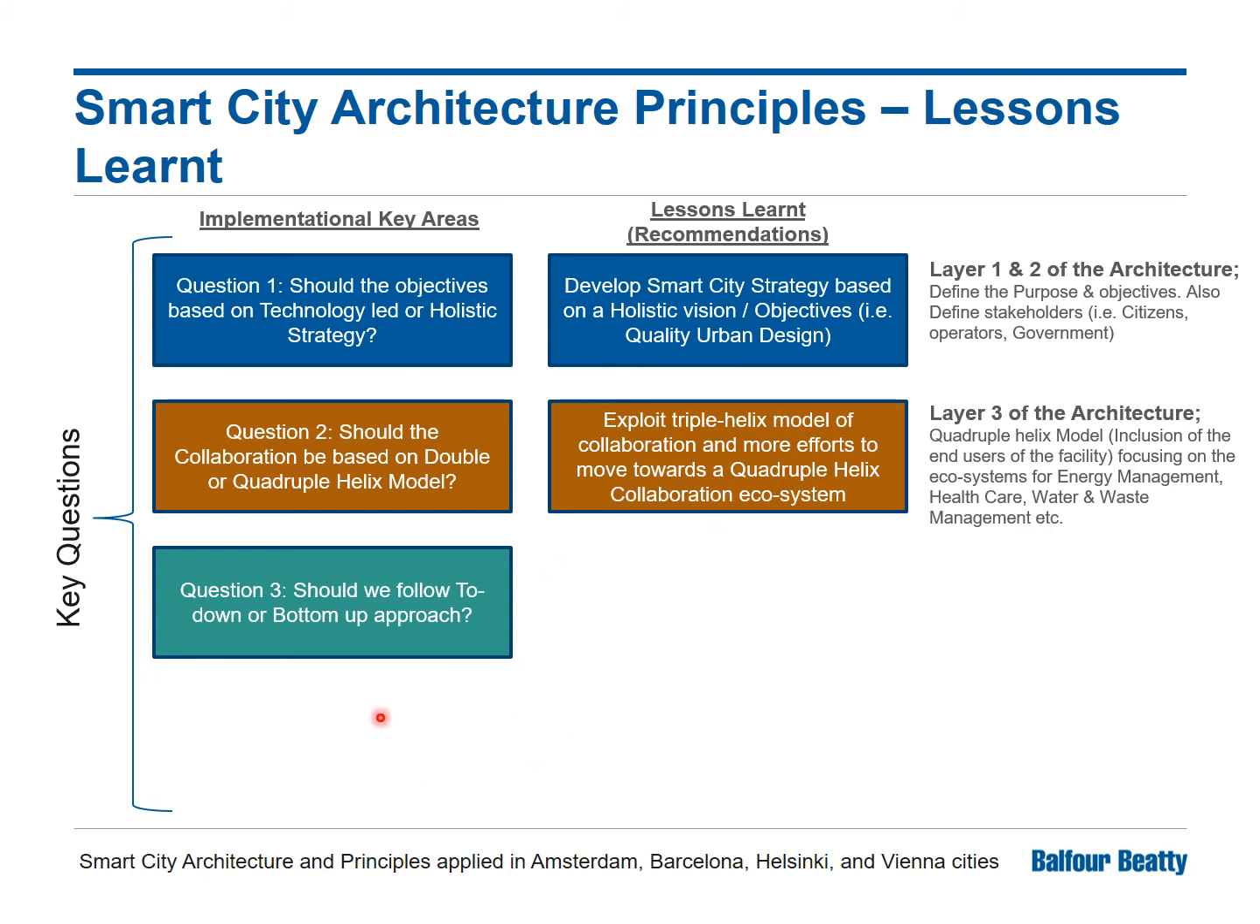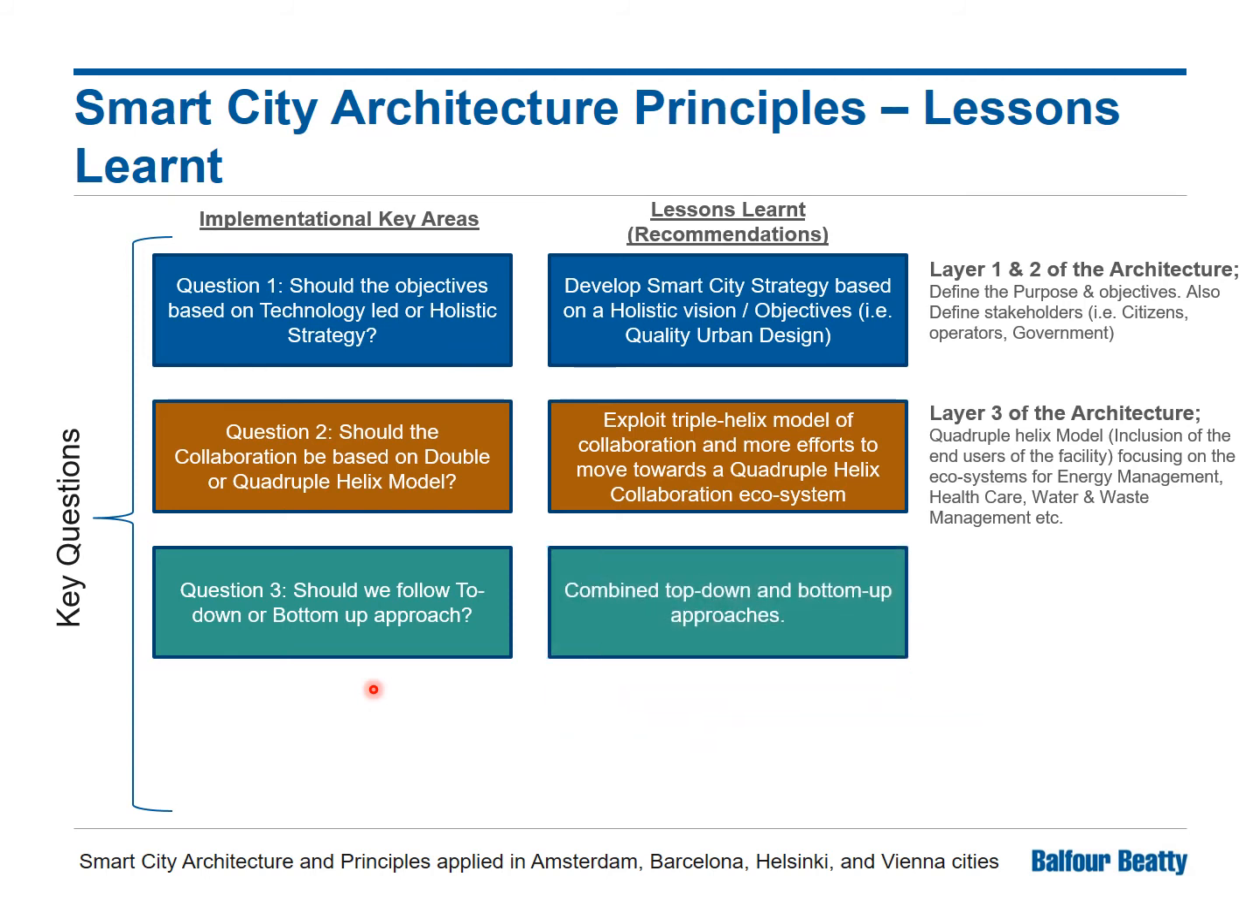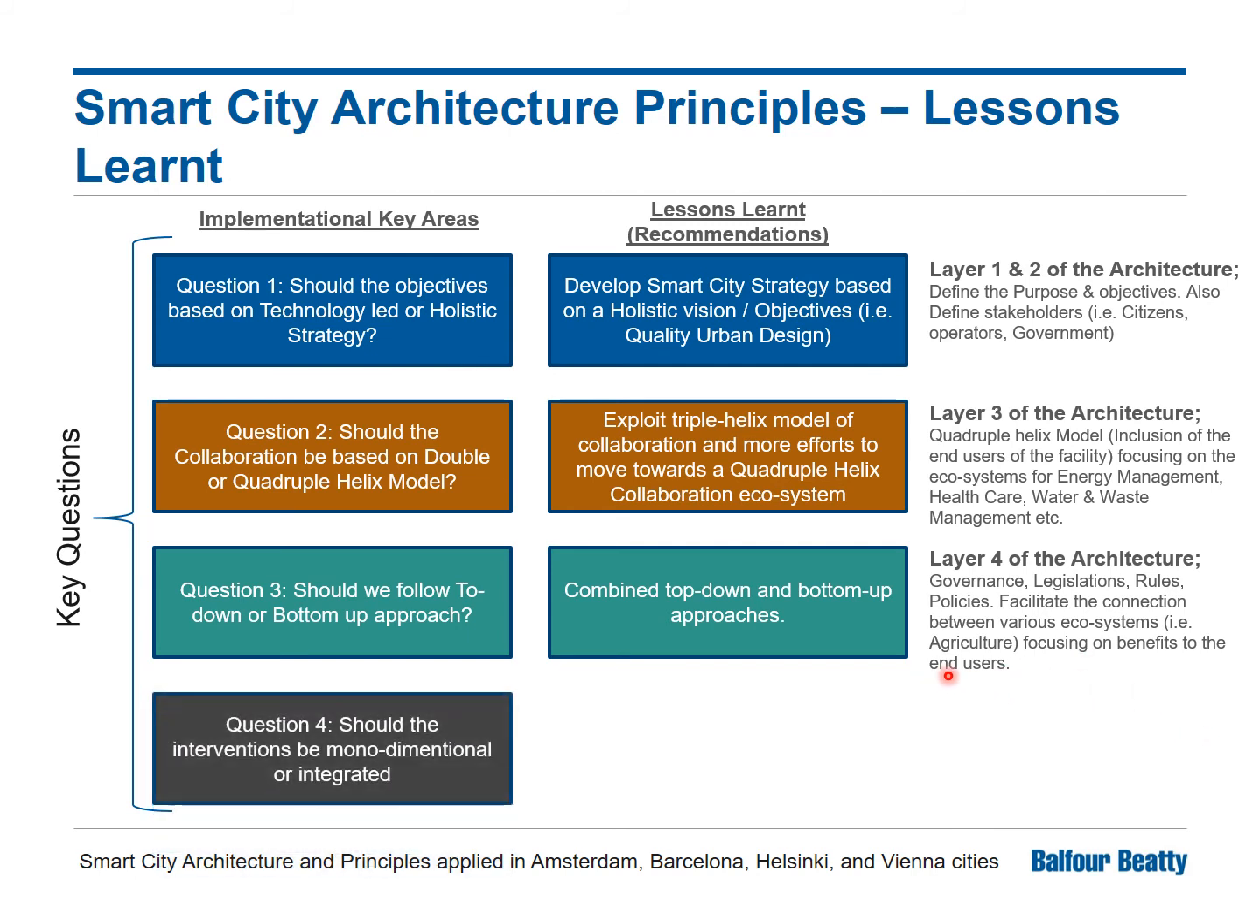Question 3, should we follow a bottom-up approach or a top-down approach? The recommended answer for this question was that it should be a combined approach. And this particular question is related to layer 4 of the architecture. That's where government plays its role. There is legislation, rules, policies, and standards, which help the ecosystems to excel, and also allow the end users to collaborate better.